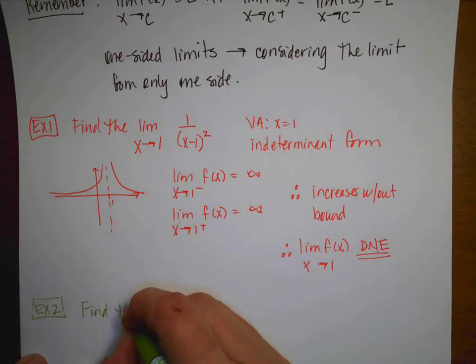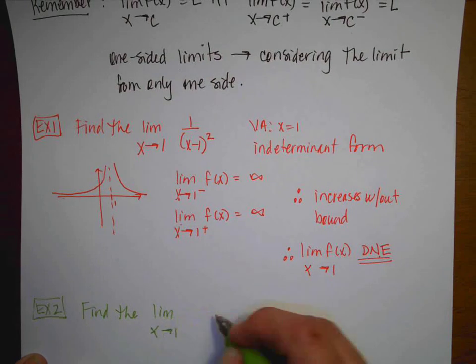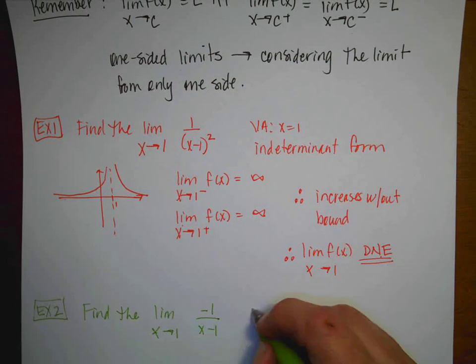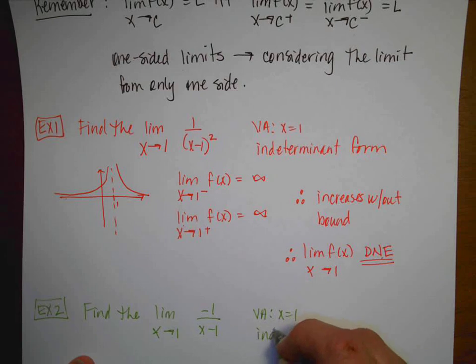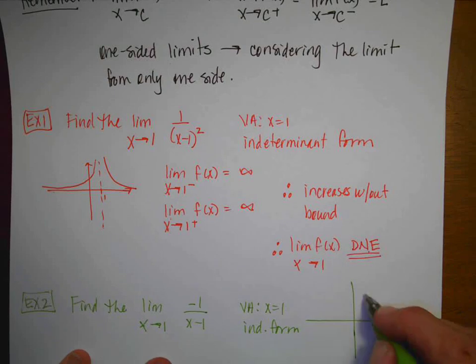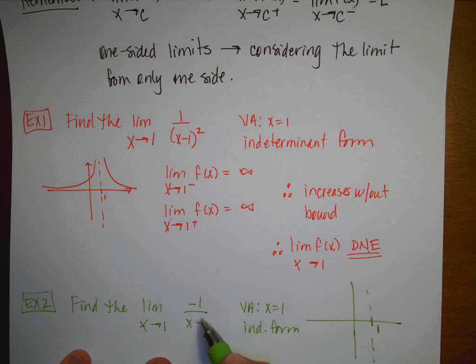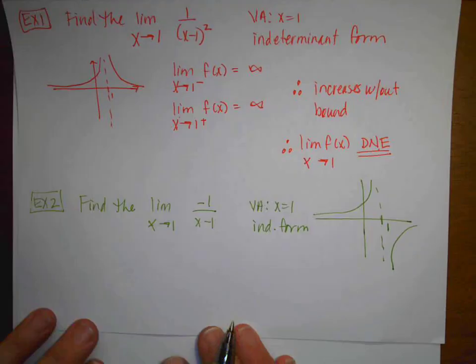I want to find the limit as x approaches 1 of negative 1 over x minus 1. Again, I have a vertical asymptote at x equals 1, and it is the indeterminate form for the limit. And I'm going to sketch my graph. This is a negative 1, so here's my 1, and there's my vertical asymptote. Because this is a negative 1, that means that my branches have been reflected.